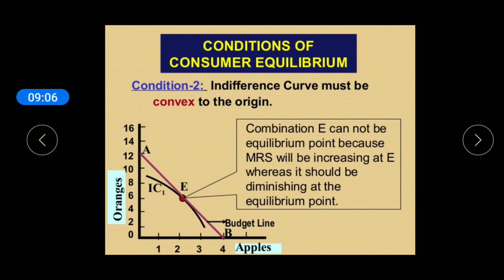So point E is not the stable point. He can go to point A or point B because he is ready to sacrifice more and more units of one commodity for another commodity. So point E is not a stable point. If we want to get a stable equilibrium point, then the IC curve should be convex to the origin.